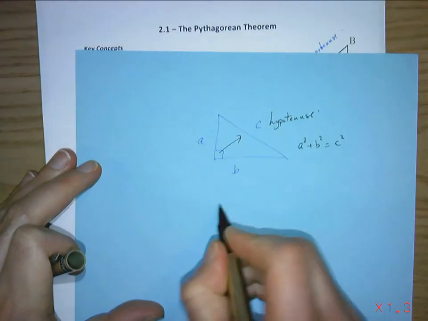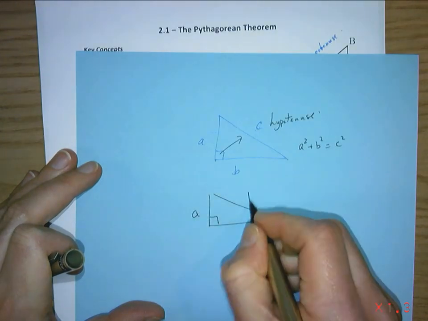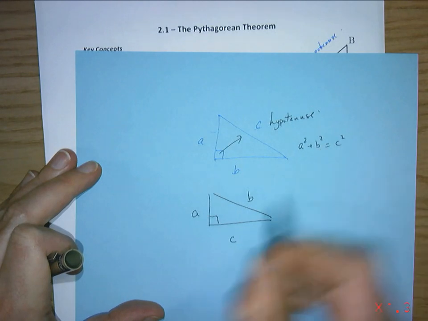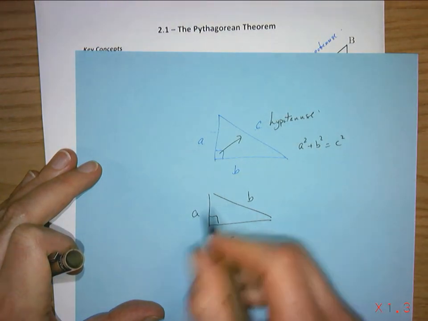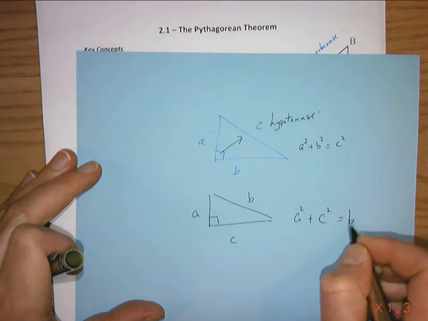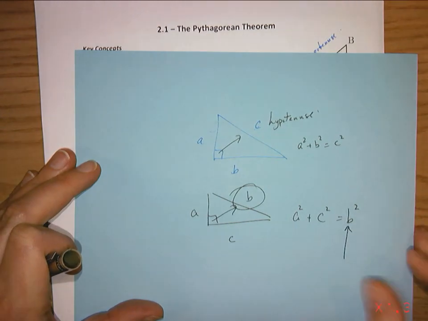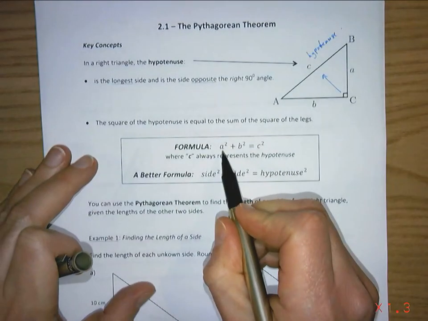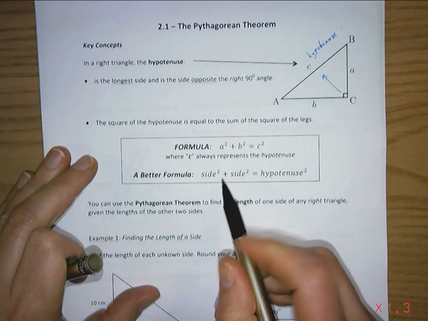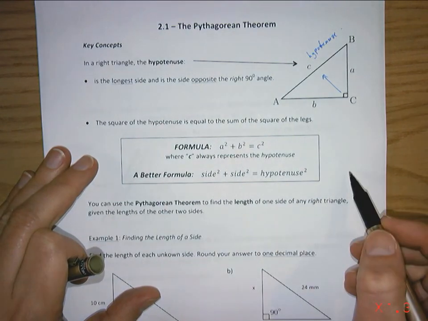However, if I was to take that same triangle, but this time label it a, b, c, this formula, a squared plus b squared equals c squared, would not work for this triangle. This triangle would have to be a squared plus c squared equals b squared, because b is the hypotenuse side. So even though you've probably learned the formula as a squared plus b squared equals c squared, a better formula is to say side squared plus side squared equals hypotenuse squared.